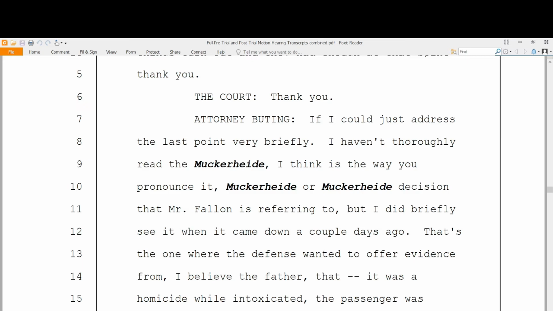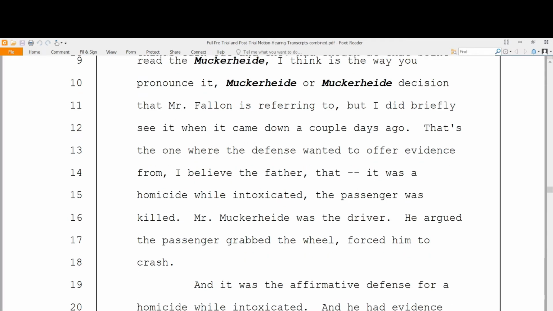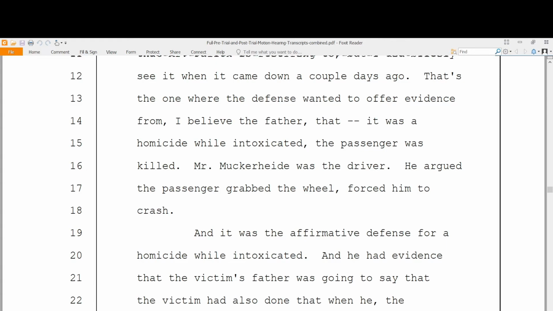Attorney Beauty, if I could just address the last point very briefly. I haven't thoroughly read the Muckerheide, I think it is the way you pronounce it, decision that Mr. Fallon is referring to. But I did briefly see it when it came down a couple of days ago. That's the one where the defense wanted to offer evidence from, I believe, the father that it was a homicide while intoxicated. The passenger was killed.